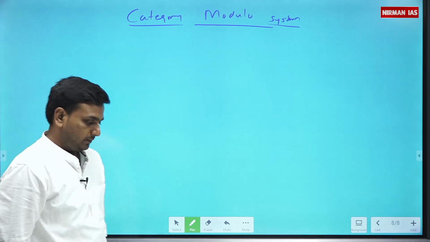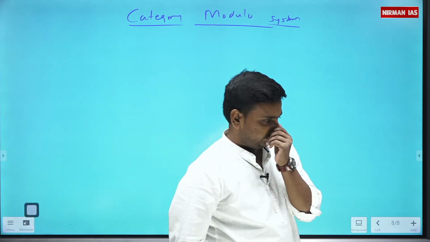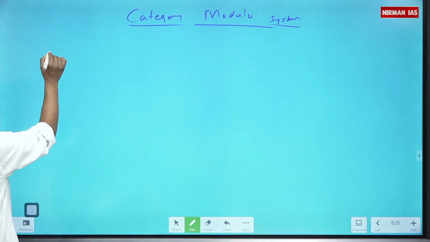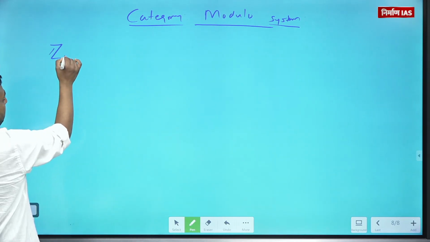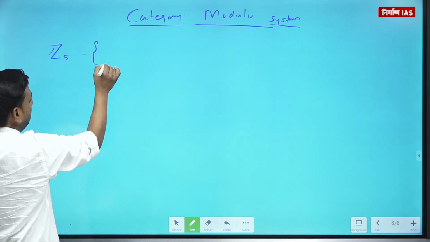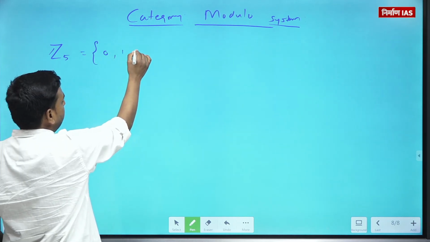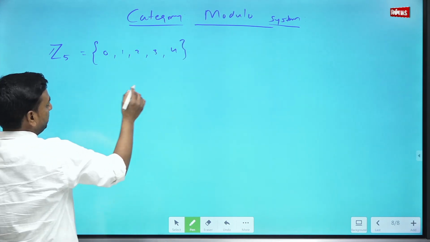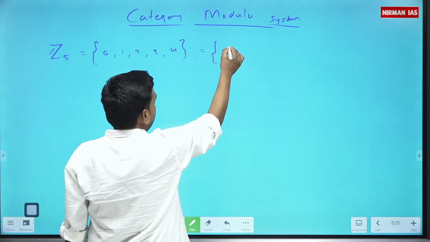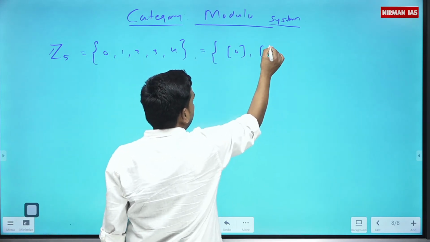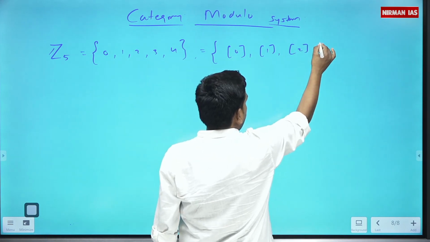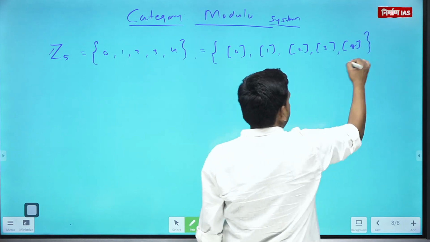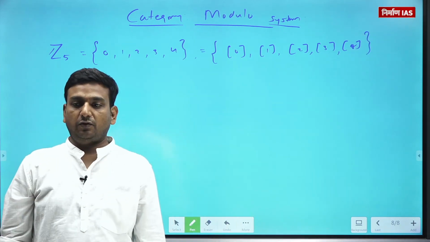Now let's move to the other part. Let's take an example actually. If I say Z5, some people will represent it like 0, 1, 2, 3, 4. Some people will represent it as class 0, class 1, class 2, class 3, class 4. Okay? Depends on what notation you take.